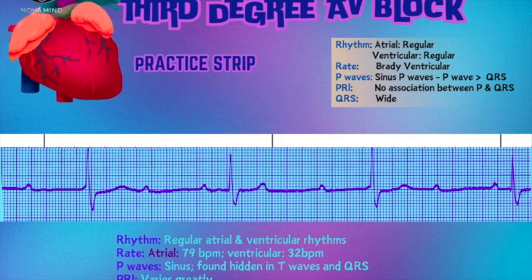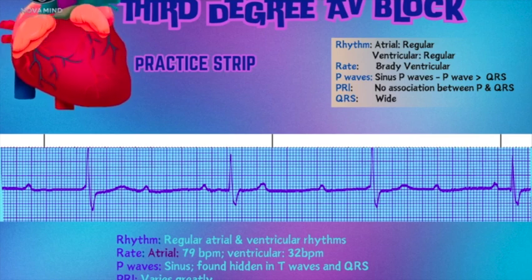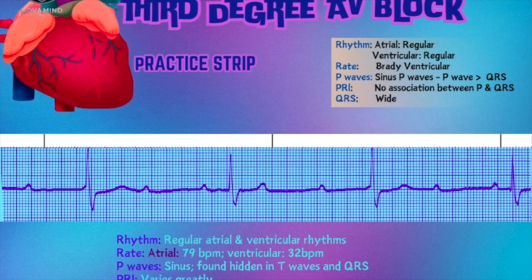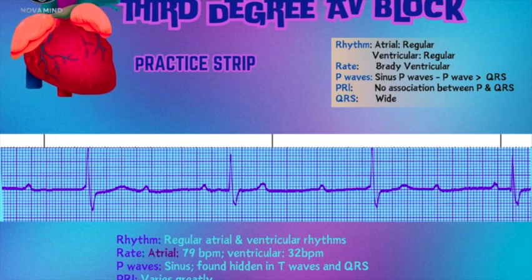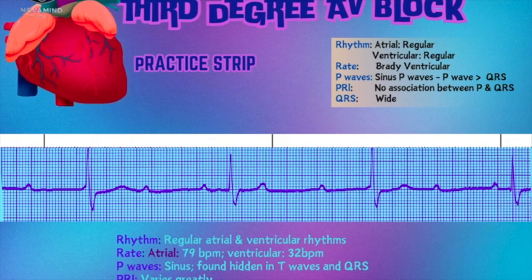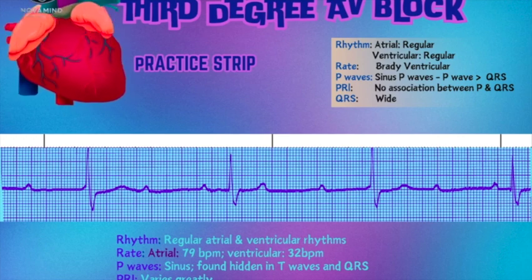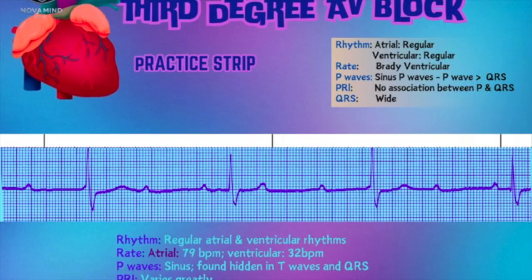My P wave. I have P waves. Those are sinus. Some are found hidden in T waves and QRSs, but there is the PR interval that varies greatly. There's no association between my P waves and QRSs, and my QRS width is 0.12, which means the escape focus is in the ventricles. This shows that I have a third degree AV block.